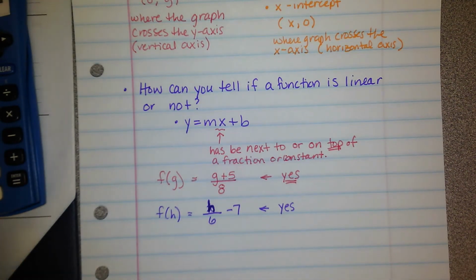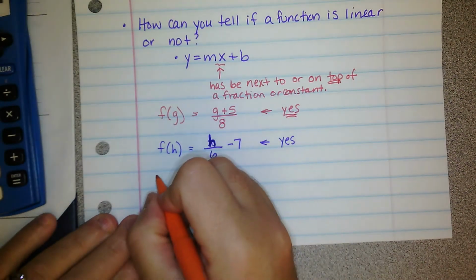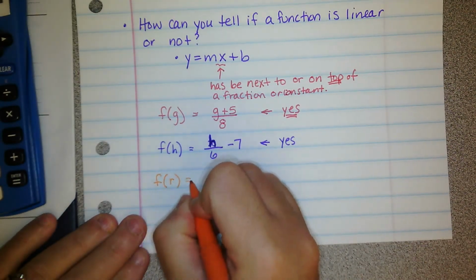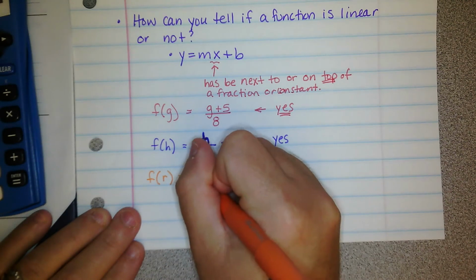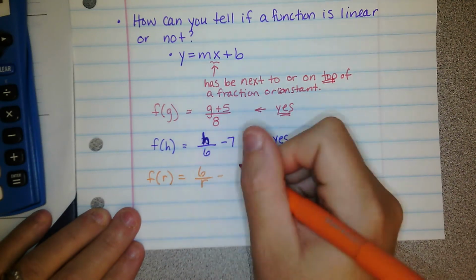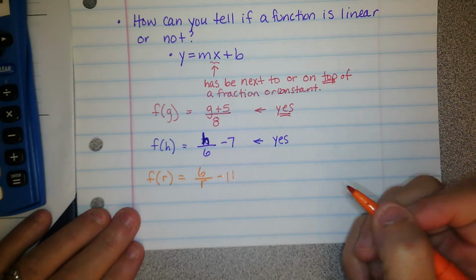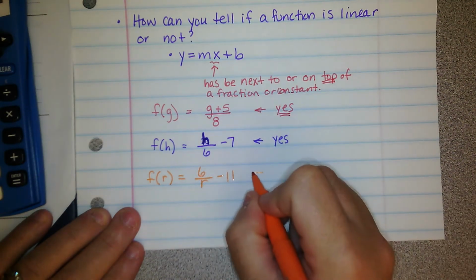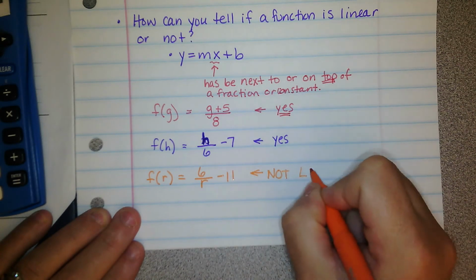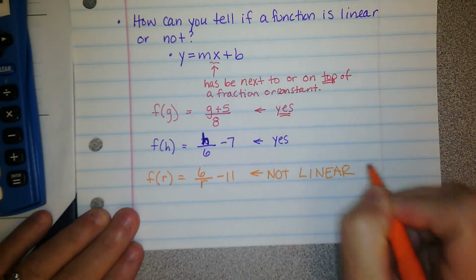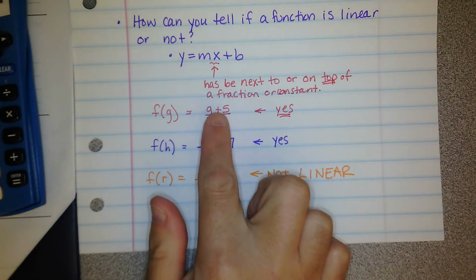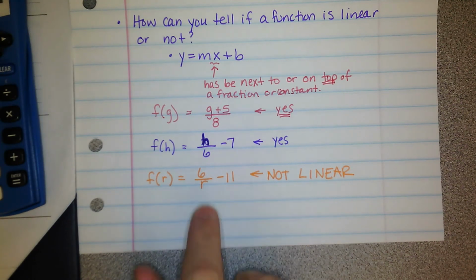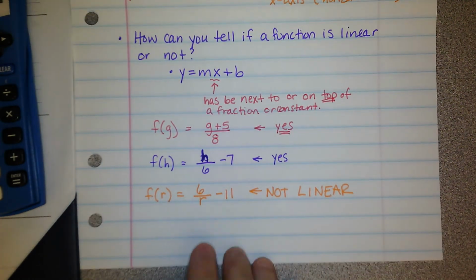But if you have this one, this is the no. If you've got f of r equals 6 over r minus 11, and the r is in the denominator, this is not linear. So it could be next to, like mx plus b, or on the top, but it cannot be in the denominator. If it is in the denominator, it is not linear. Something else.